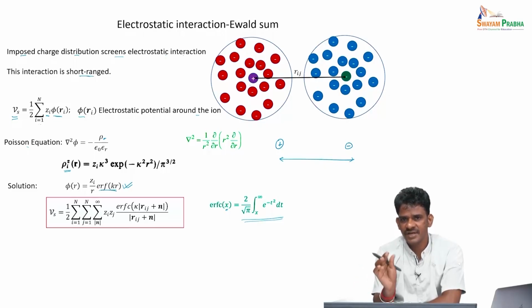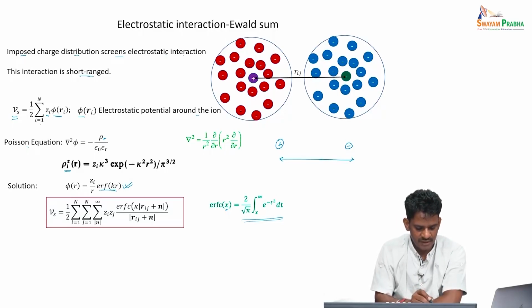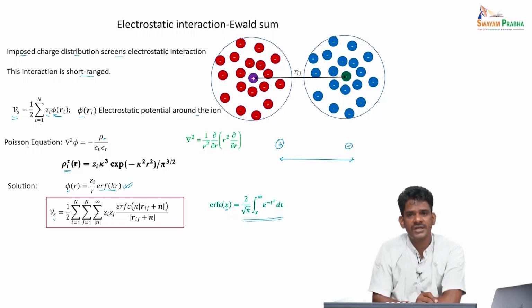That means the range gets shortened. So, now we can substitute for phi here in this equation and then write the short range electrostatic interactions because of this imposed charge distribution screening the electrostatic interactions.